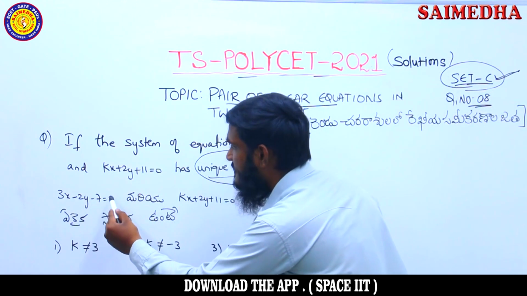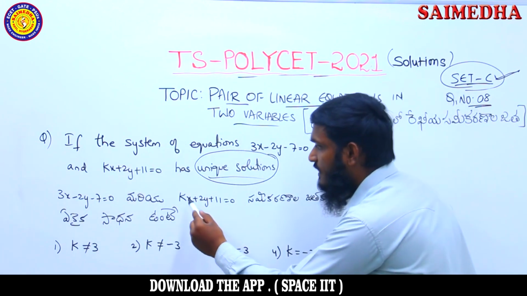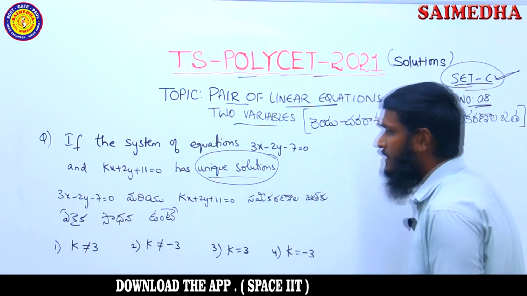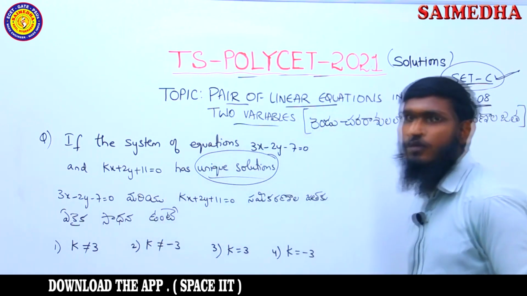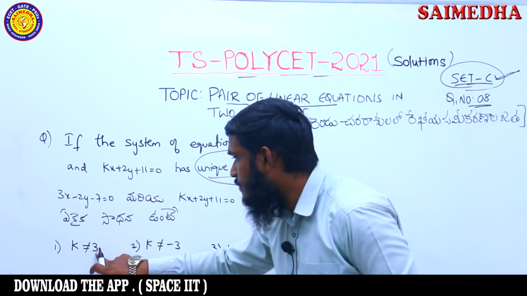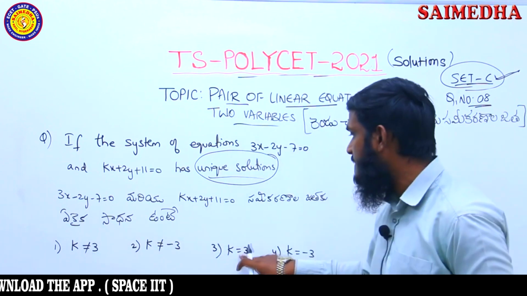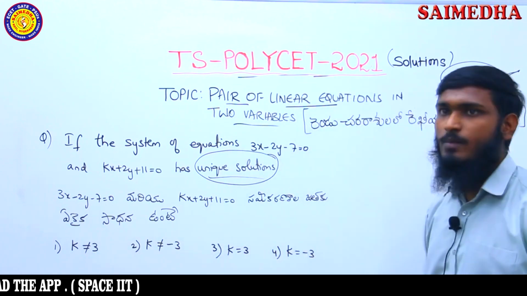3x minus 2y minus 7 is equals to 0 and kx plus 2y plus 11 is equals to 0, if this pair of equations has a unique solution. What are the options? K is not equals to 3, k is not equals to minus 3, k is equals to 3 or else k is equals to minus 3.